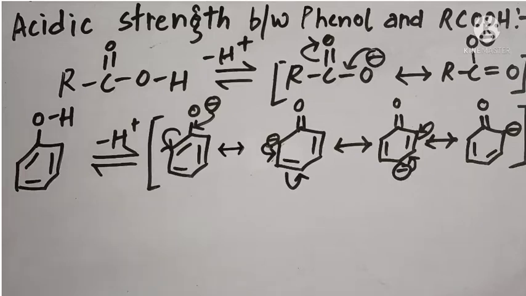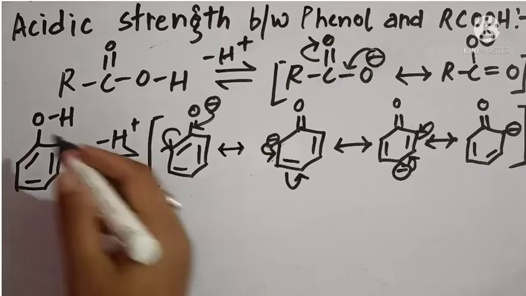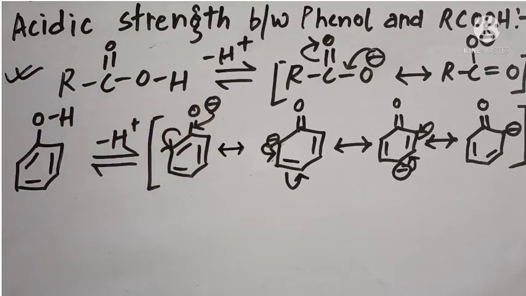Now let us see the reason, because as I said previously, the acidic strength depends on the anion which will form after the removal of H plus ion. So the more the stability of the anion, the more the acidic strength. If we talk about the resonating structures, we also know that the more the resonating structures, the more the stability of a particular ion, or the anion in this case.